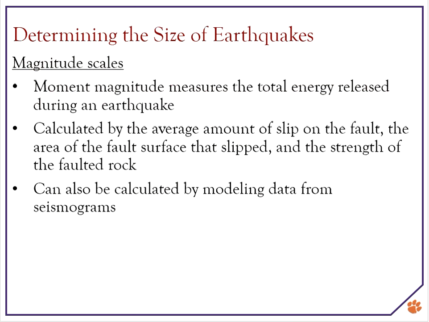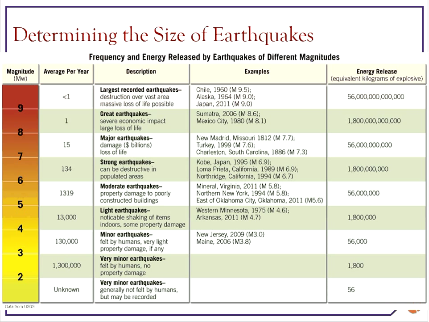Obviously, there are other types of magnitude scales. For example, moment magnitude, which is the most reliable one for us, measures the total energy released during an earthquake. We can calculate this moment magnitude from the average amount of slip on the fault, the area of the fault surface that slipped, and the strength of the faulted rock. So we have this equation, and we need to put all these parameters in to calculate the moment magnitude. We also can calculate moment magnitude by modeling data from the seismographs. And we shorten moment magnitude as MW.